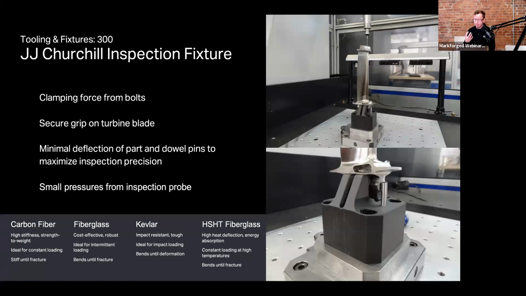So what they want is to get a good result from the scan of the blade. So they need to minimize the deflection of the part as it sits in this fixture so that they can maximize inspection precision, because there are very small, light pressures from the inspection probe. So overall, this part is not experiencing a whole lot of external load. It's really more of a statics problem of making sure that this blade that's standing upright will not deflect during the inspection process.